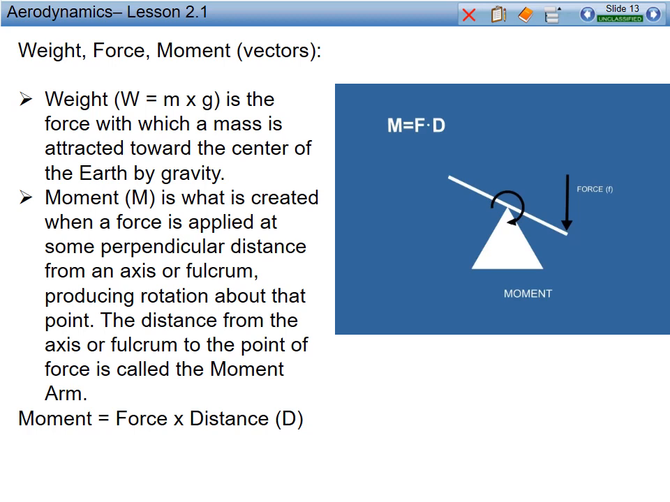The distance from the axis or fulcrum to the point of force is called the moment arm. Once again, moment is equal to the force times the distance, or the moment arm. So what you can see is as you increase the distance, you can decrease the force to have the same moment applied, meaning it's an inverse relationship.